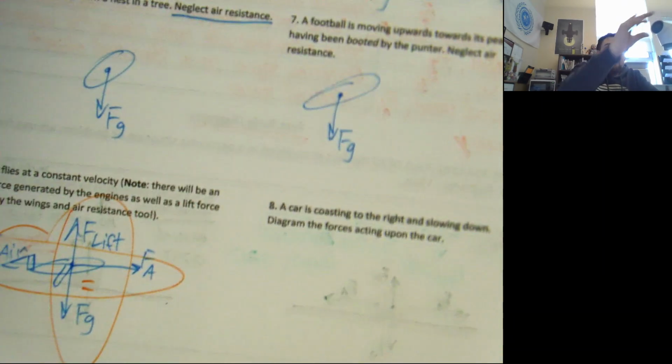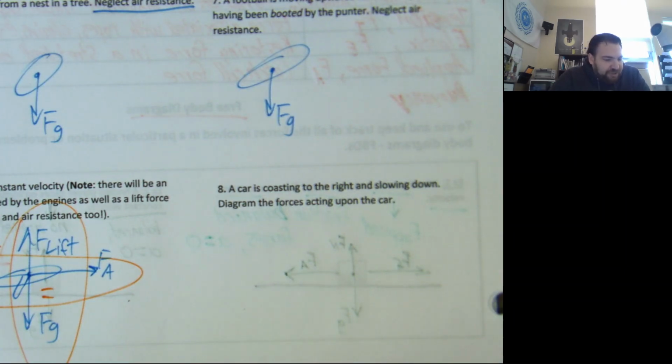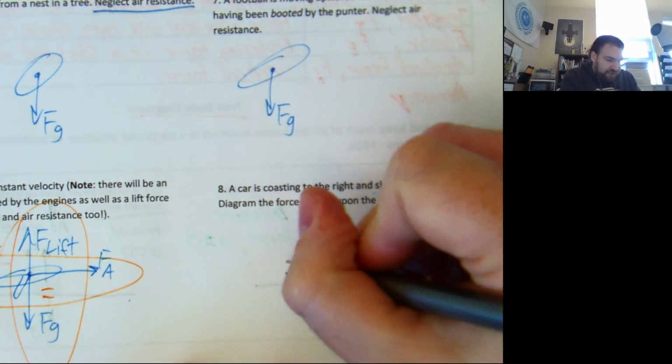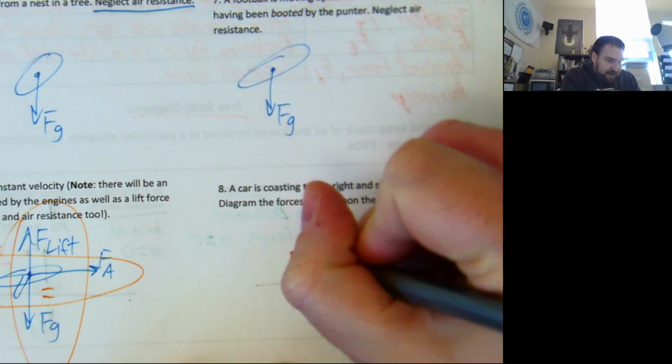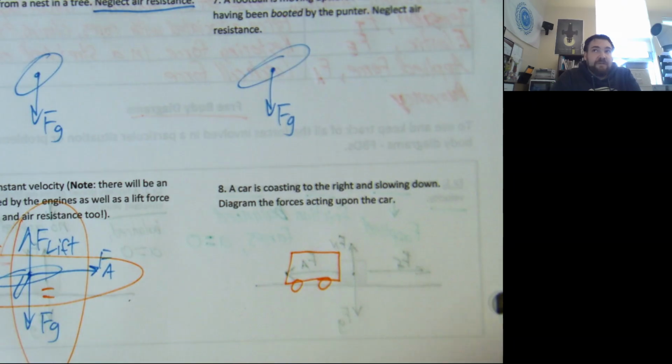And then the last one that you guys had drawn, we hadn't gone over yet. A car is coasting to the right and slowing down. We wanted to diagram the forces acting on the car. I'm using blocks and balls for most of these things, but a car is easy to draw. It's just a block on wheels. What forces did you guys have acting on that car?